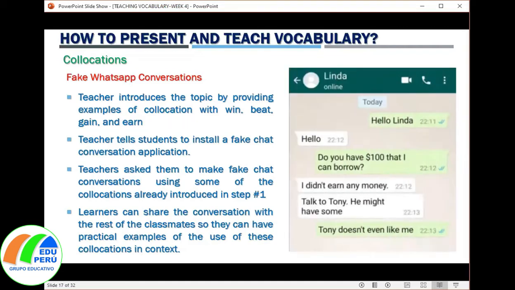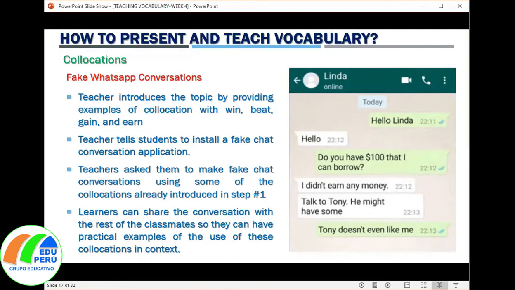For example, here you have one. Hello, Linda. Hello. Do you have $100 that I can borrow? Notice you use the word borrow. Oh, I didn't earn any money. Earn. Talk to Tony. He might have some. Tony doesn't even like me.